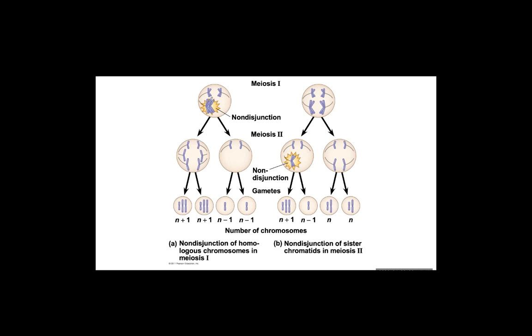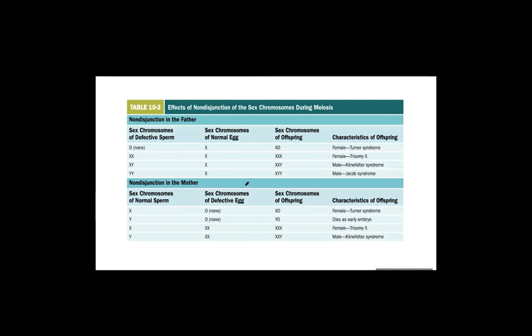So here, the chromosome pair cannot separate. Therefore, the daughter cell will have an abnormal chromosome number. Here, a pair of chromosomes or even sister chromatids cannot separate correctly. Therefore, the daughter cell will have an abnormal chromosome number. We call this non-disjunction. So this is an example in the case of a human.